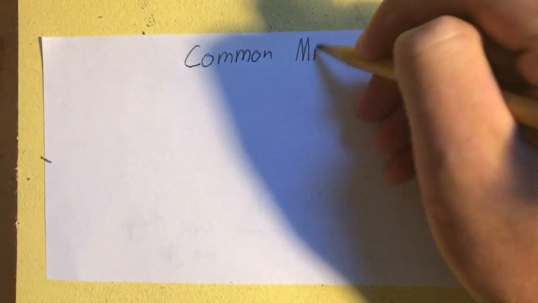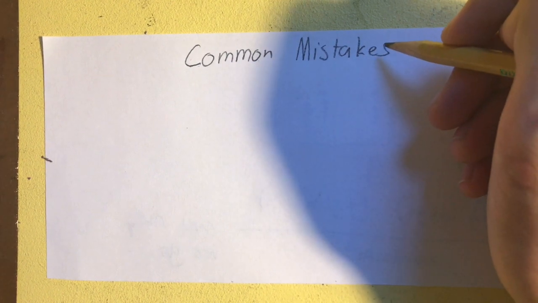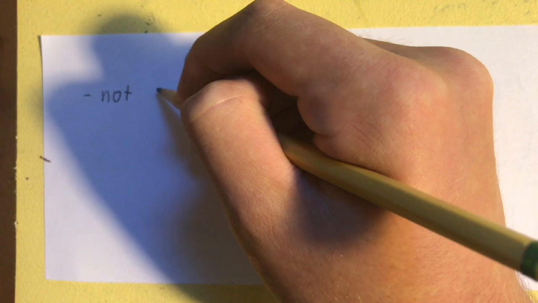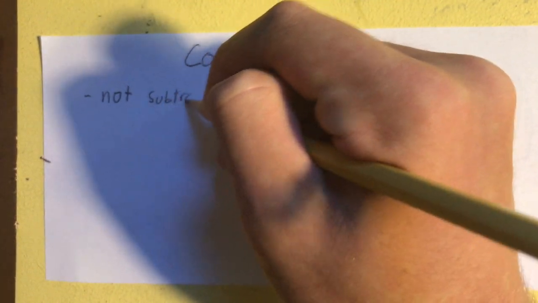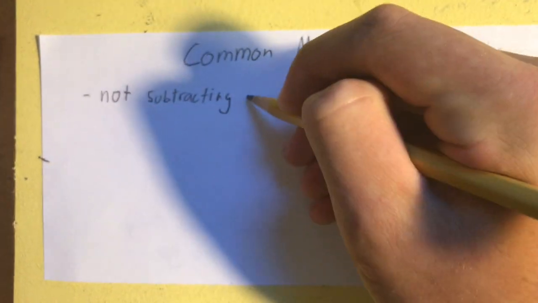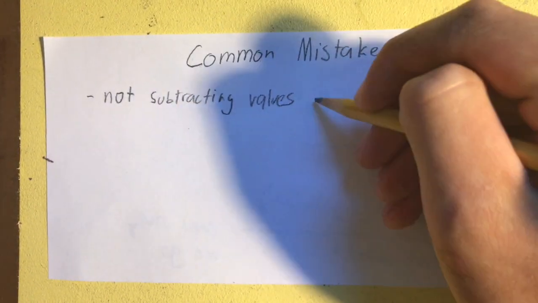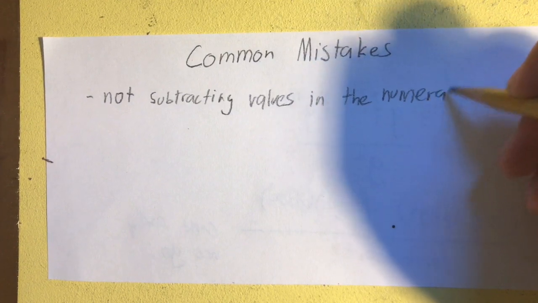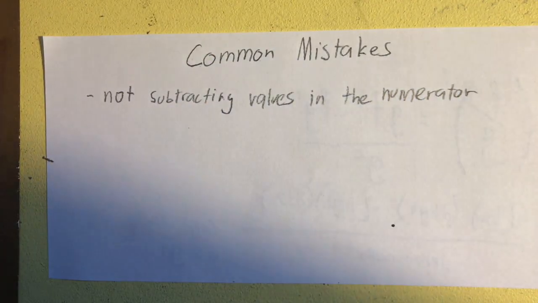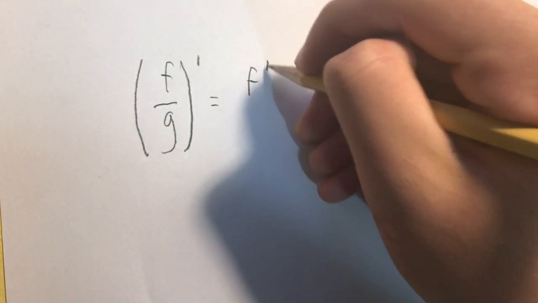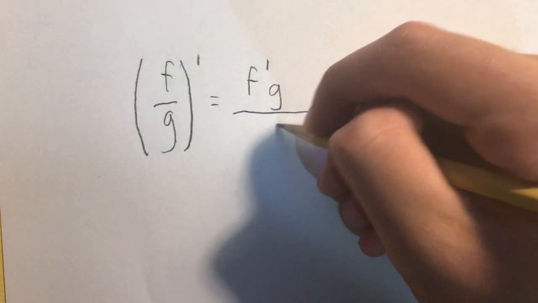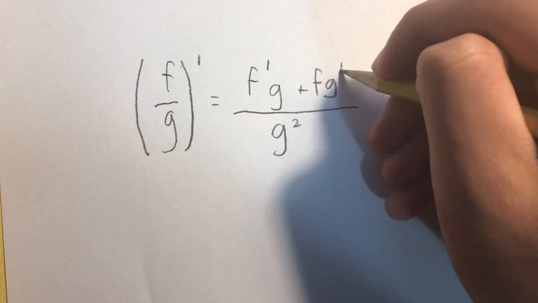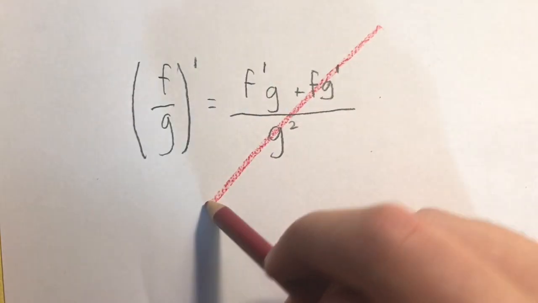So let's move on to some common mistakes made while completing these problems. The first common mistake we'll talk about is not subtracting the values in the numerator while setting up your equation. Students will often make this mistake when they're running out of time or just nervous during a test. So just make sure you're very familiar with the formula of the quotient rule.